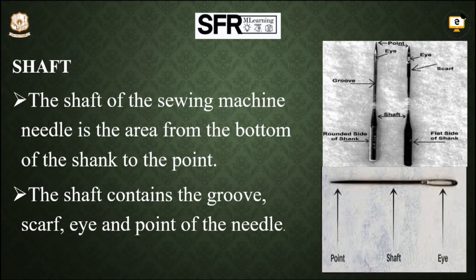Shaft. The shaft of the sewing machine needle is the area from the bottom of the shank to the point. The shaft contains the groove, scarf, eye and point of the needle. The shaft is the center part of the needle.